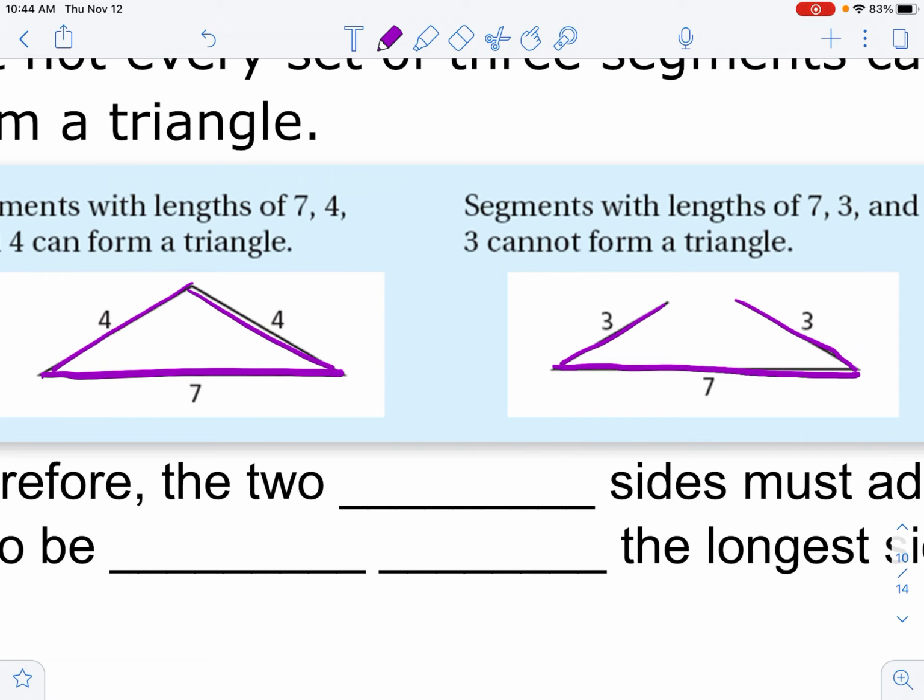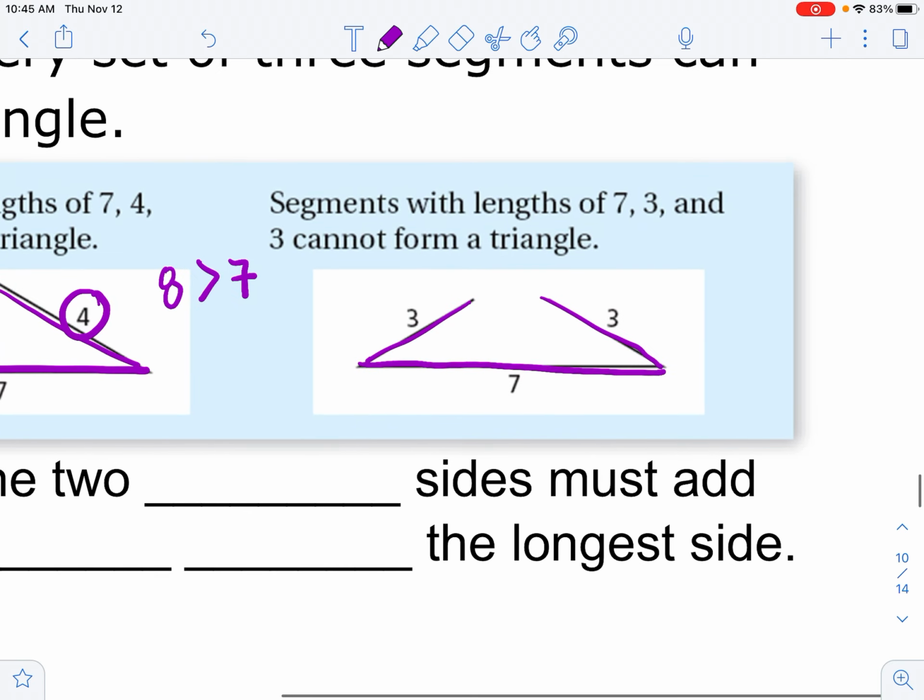So could we make a hypothesis of when we think that those two will touch? So if you look at what you see here, these two, 4 and 4, they make 8. 8 is greater than 7. If you look at these two, that's 3 and 3, which makes 6.